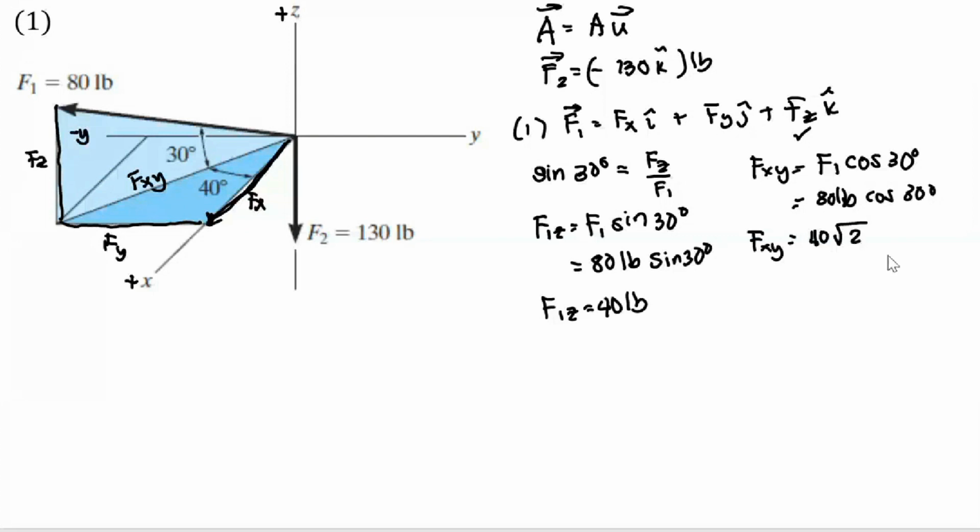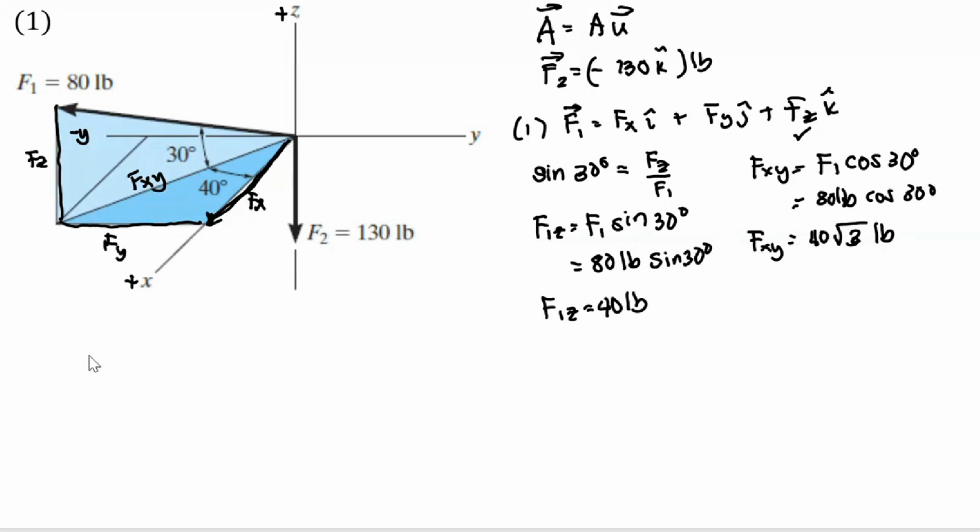40 square root of 2. Tama ba ako narinig? O 3? 3 po. Square root 3 po. 40 square root of 3 pounds. Okay. So, meron na tayong Fxy. So, hindi natin siya pwedeng gawing decimal kasi hindi siya ang final answer, okay? Hindi yan ang final kailangan natin.